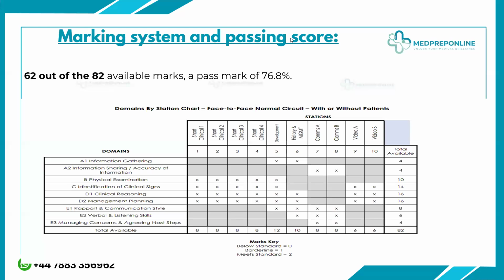About the other stations, the clinicals, the communication and the videos, they are taken by the same examiner for all the candidates. But for history and development, there are two different examiners on the exam day, because they want to finish the exam smoothly and in a timely manner.